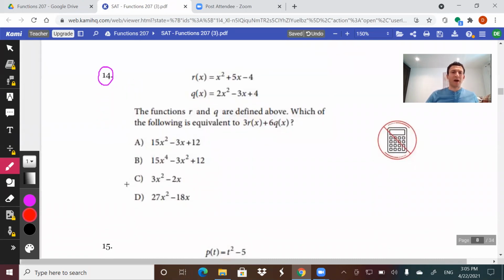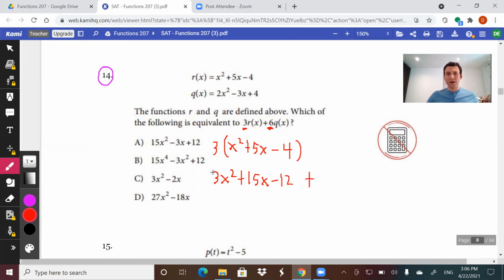We'll do 14 real fast. So I'll explain it conceptually first. If we put a 3 and a 6 out in front, what does that mean? That means take whatever your output is when you put in x for the r function and multiply all of it by 3. Take whatever your output is for the q function and multiply all of it by 6. So essentially, when we put in x for the r function, we have x squared plus 5x minus 4. Well, if we multiply all that by 3, we end up with 3x squared plus 15x minus 12.